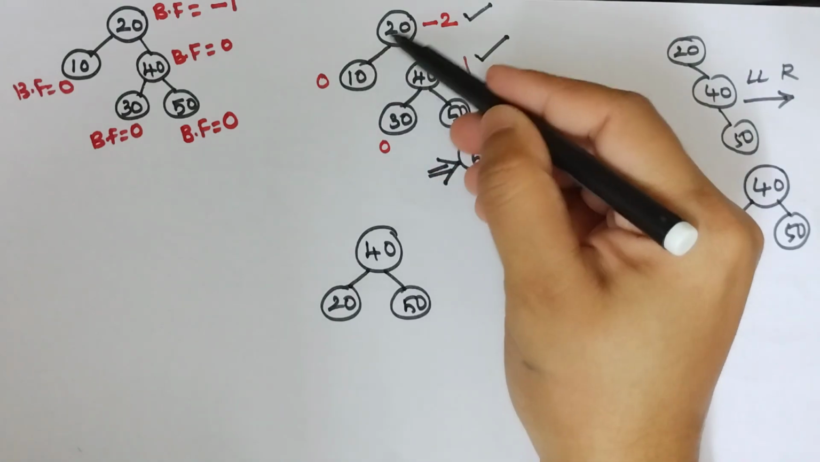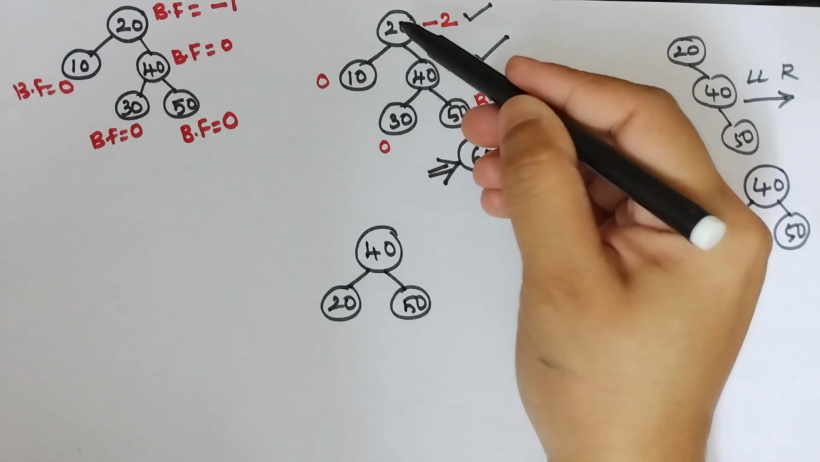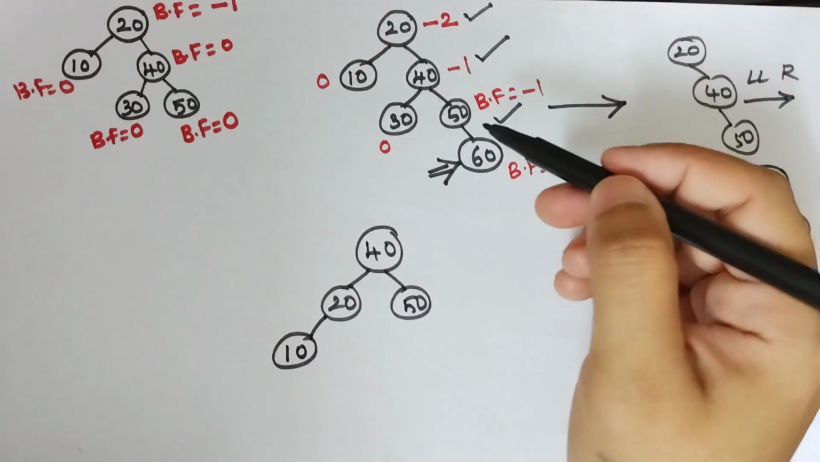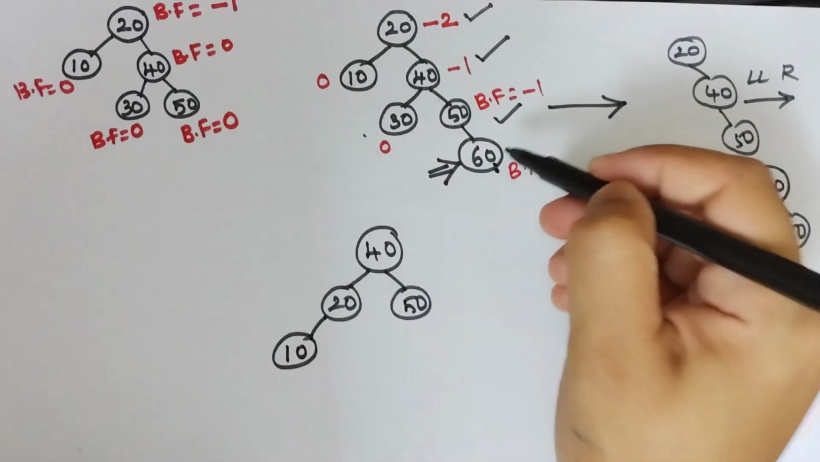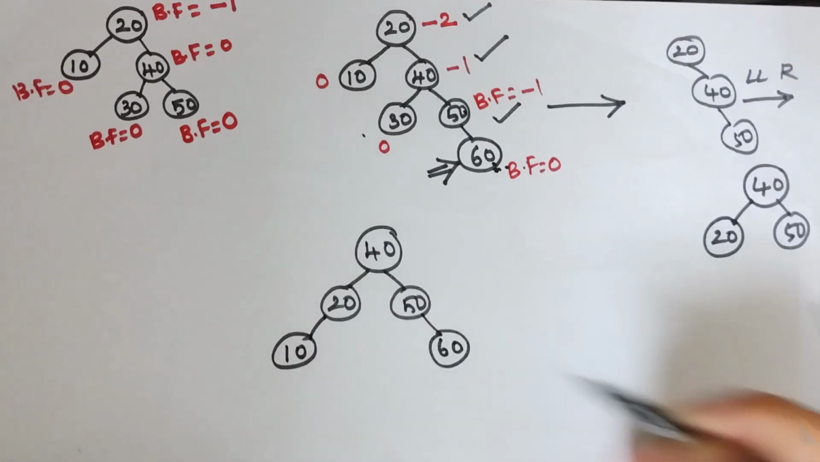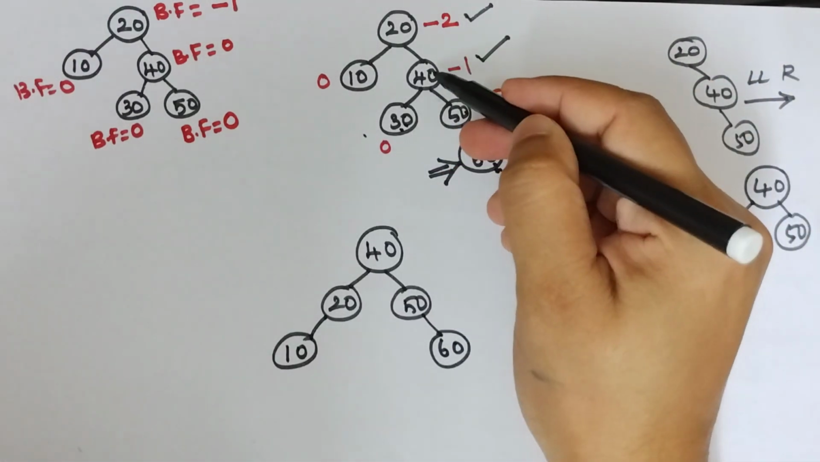Coming to 10, 10 is placed at the left of 20 already. So to the left of 20, place 10 as it is. Okay, and then what is remaining? 30 and 60. Coming to 60, 60 is already at the right of 50. So place 60 to the right of 50. Now coming to 30, 30 is placed at the left of 40.